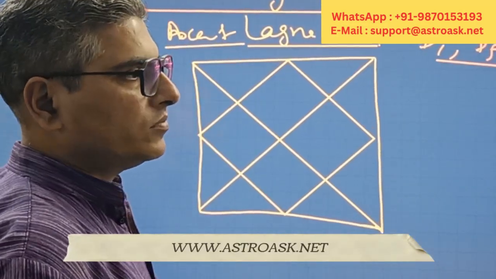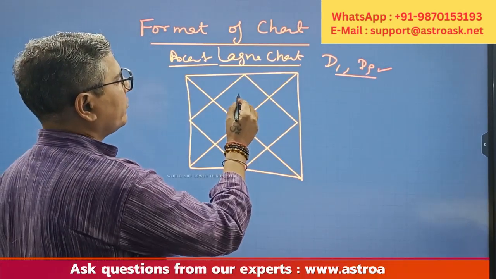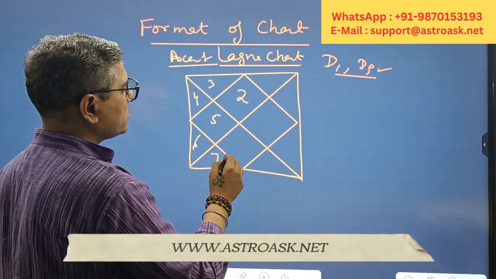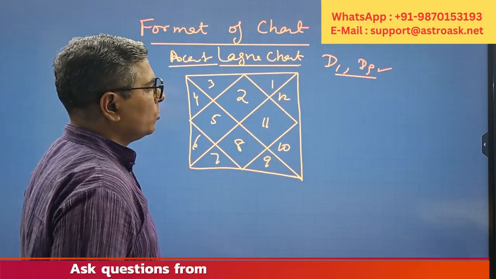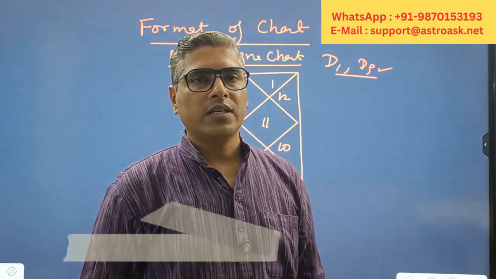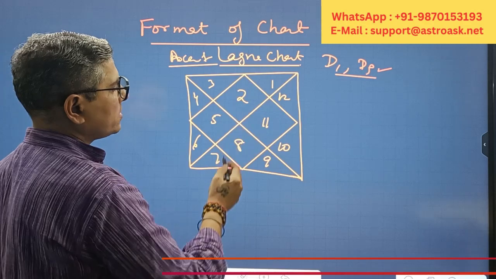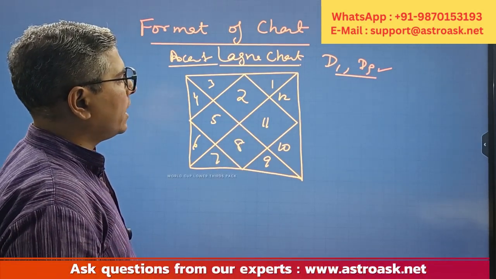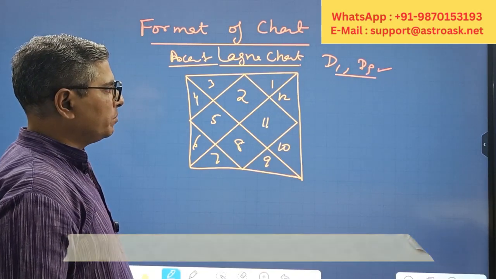When you see this chart, you can see that there is a number written in every house. For example, let us say 2 is written, 3, 4, 5, 6, 7, 8, 9, 10, 11, 12, then 1. So there are 12 boxes in any birth chart. And these are triangles as well as rhombuses, or you can say squares. These triangles and rhombuses play a very crucial role, and you should know about their importance, and we are going to discuss that in complete detail.